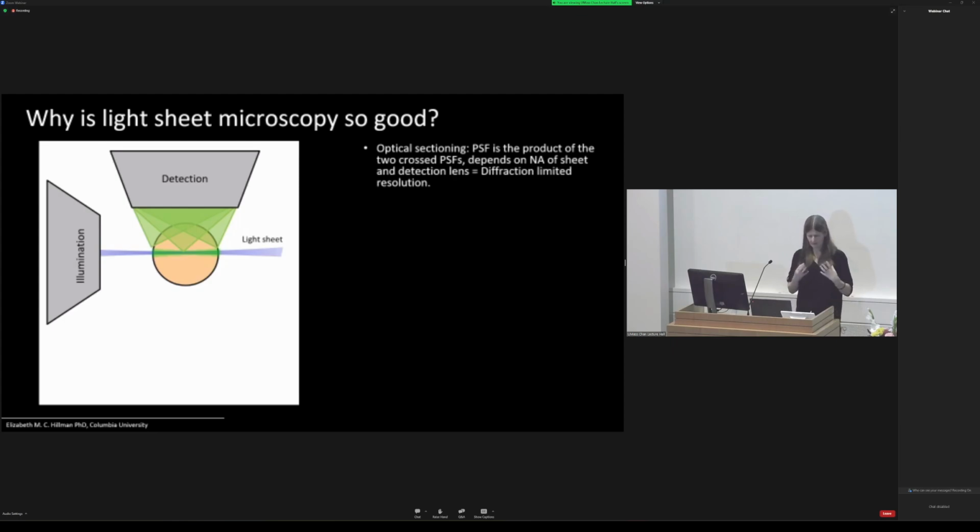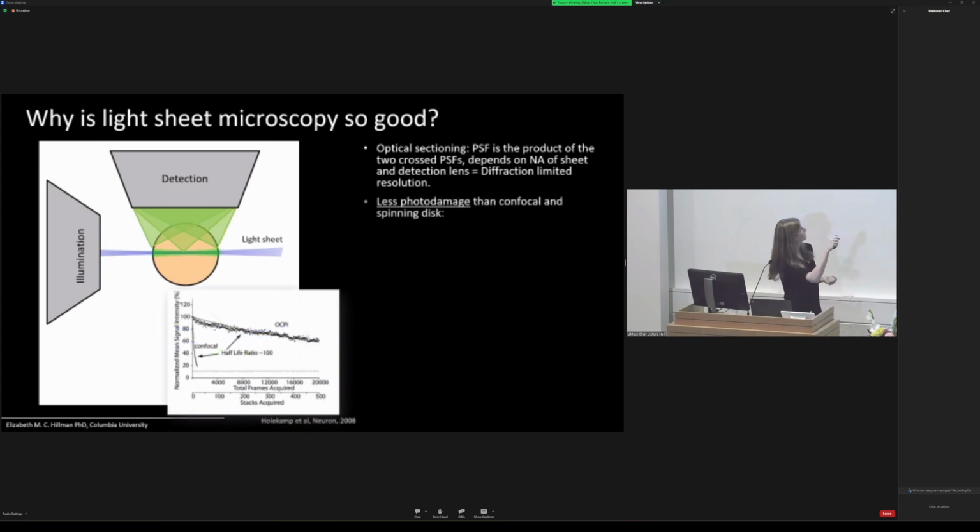And I can make pretty good resolution there. That resolution is sort of the product of the illumination and how tightly I'm focusing on you from the front. Okay, and this has been shown to cause way less photo damage. This is a measurement from Tim Hawley's lab that shows he can do 20,000 frames with his light sheet method, whereas if you do confocal microscopy, after about 200 frames, there's no fluorescence left.